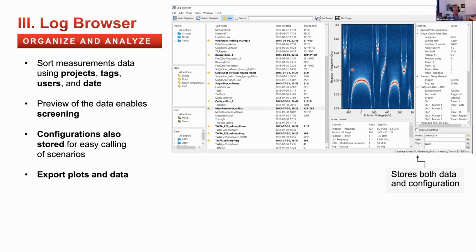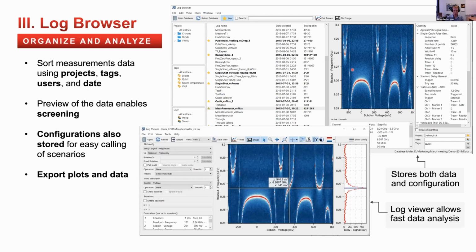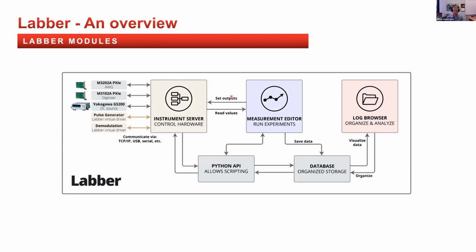And if you want to look at things in more detail, you can open up these log files and do more advanced image analysis, like cross sections or various smoothing, rotations, or operations to the data. And it's very simple to export data to nice looking figures for presentations or for papers. This part shows the user interface part of Labber.